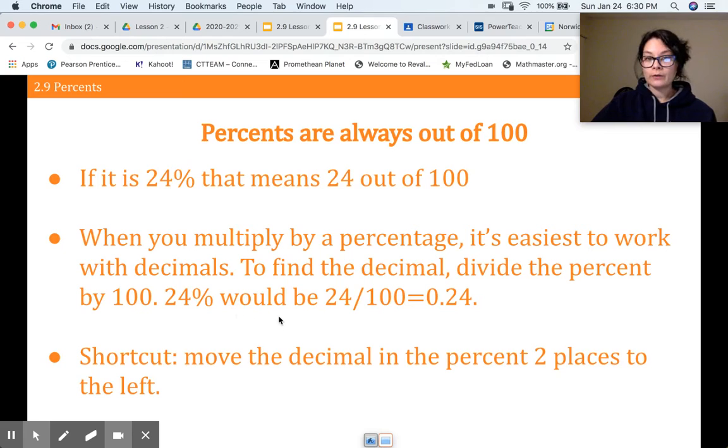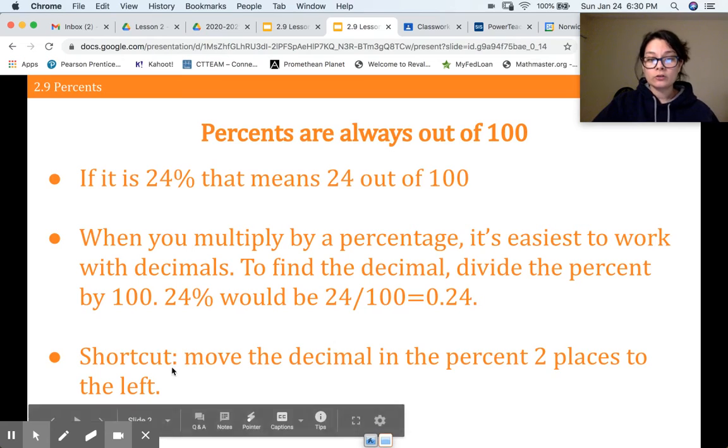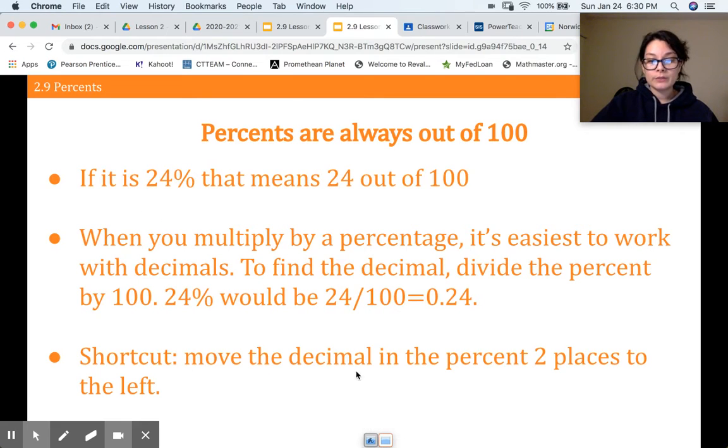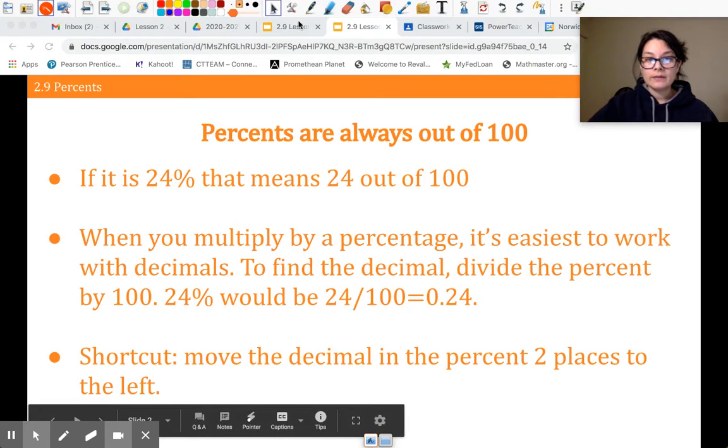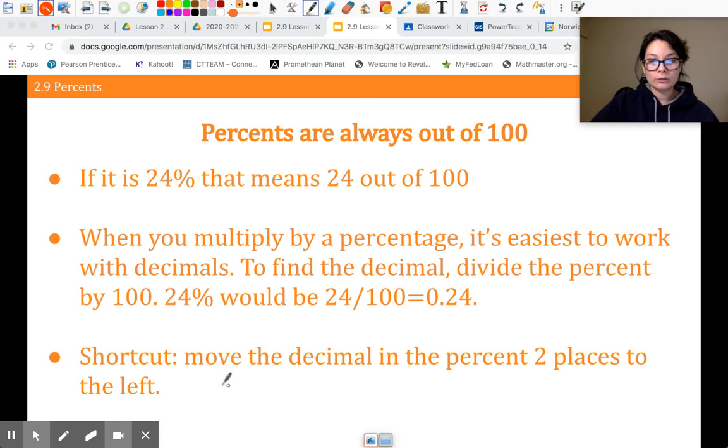When we're doing calculations involving percents, it's easiest to work with decimals. To find the decimal version of a percent, there's a couple different ways we can do it. One way is we can divide that percent by 100, and our calculator will tell us what decimal that's equal to. So if I take 24 in my calculator and divide it by 100, it should tell me that equals 0.24.